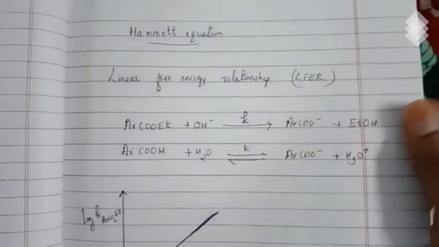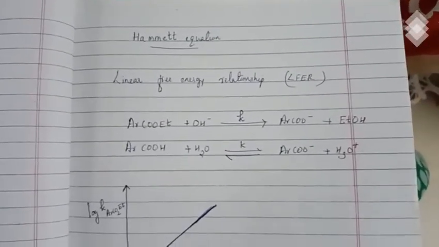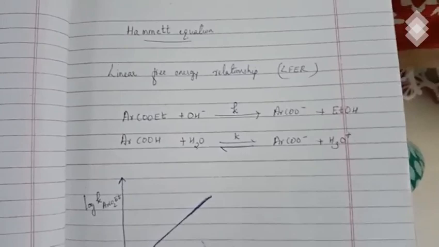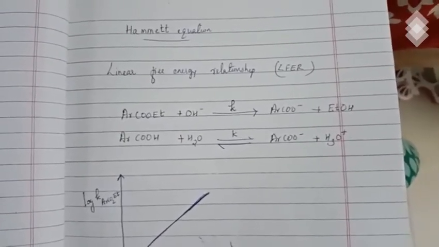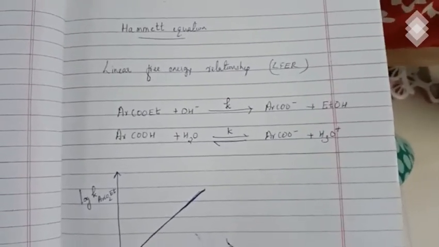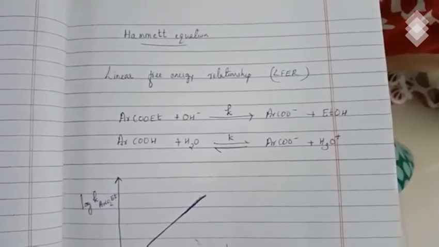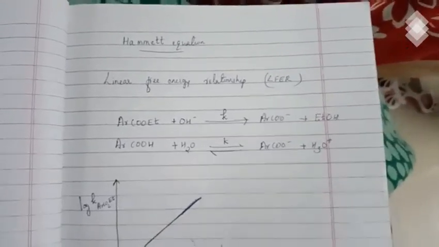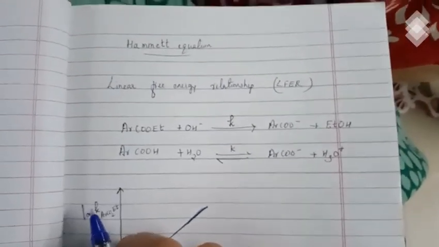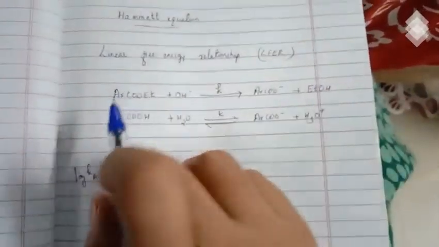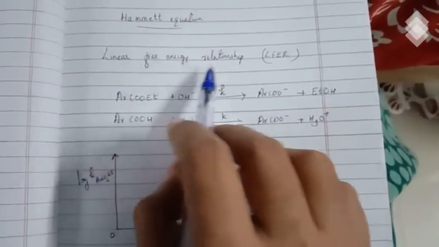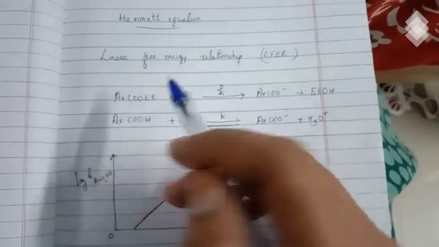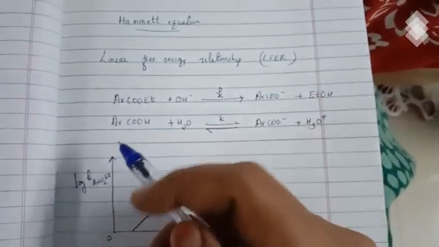Hello all, we are going to see what is Hammett equation. Okay, so Hammett equation is a linear free energy relationship. So first we have to see what is linear free energy relationship and then we will go to Hammett equation. Okay, so we will get from the name that it is a free energy relationship, a linear relationship between free energies.